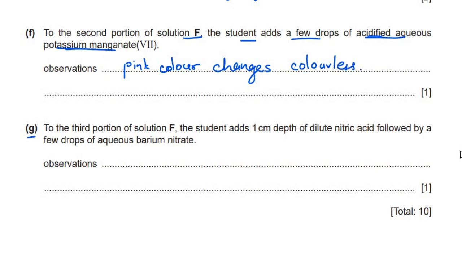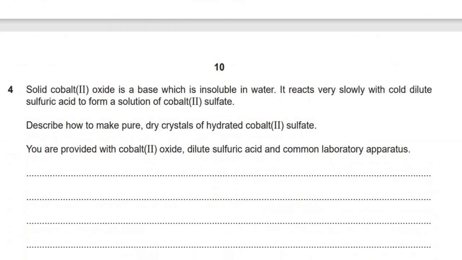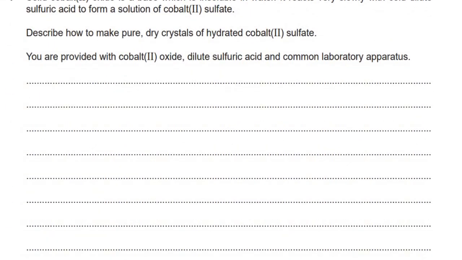To the third portion of solution F, the student adds 1 centimeter depth of nitric acid followed by a few drops of aqueous barium nitrate. Now as we have already seen, that's the test for sulfate, and the sulfate test should not be given by sulfite. So we can just write there is no change, or no observation, or no precipitate. Anything can be written. So this is how we end question 3. Let's go ahead with question 4.